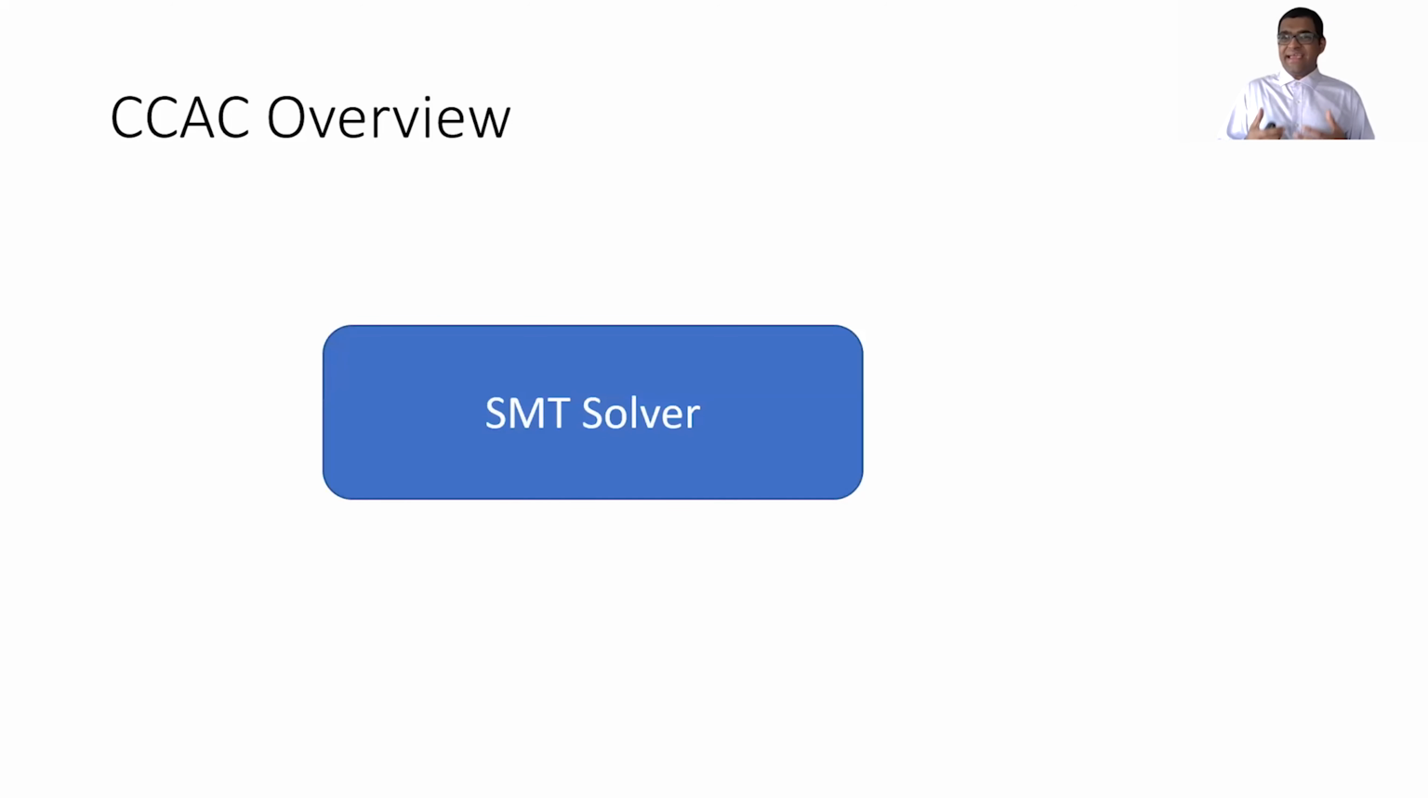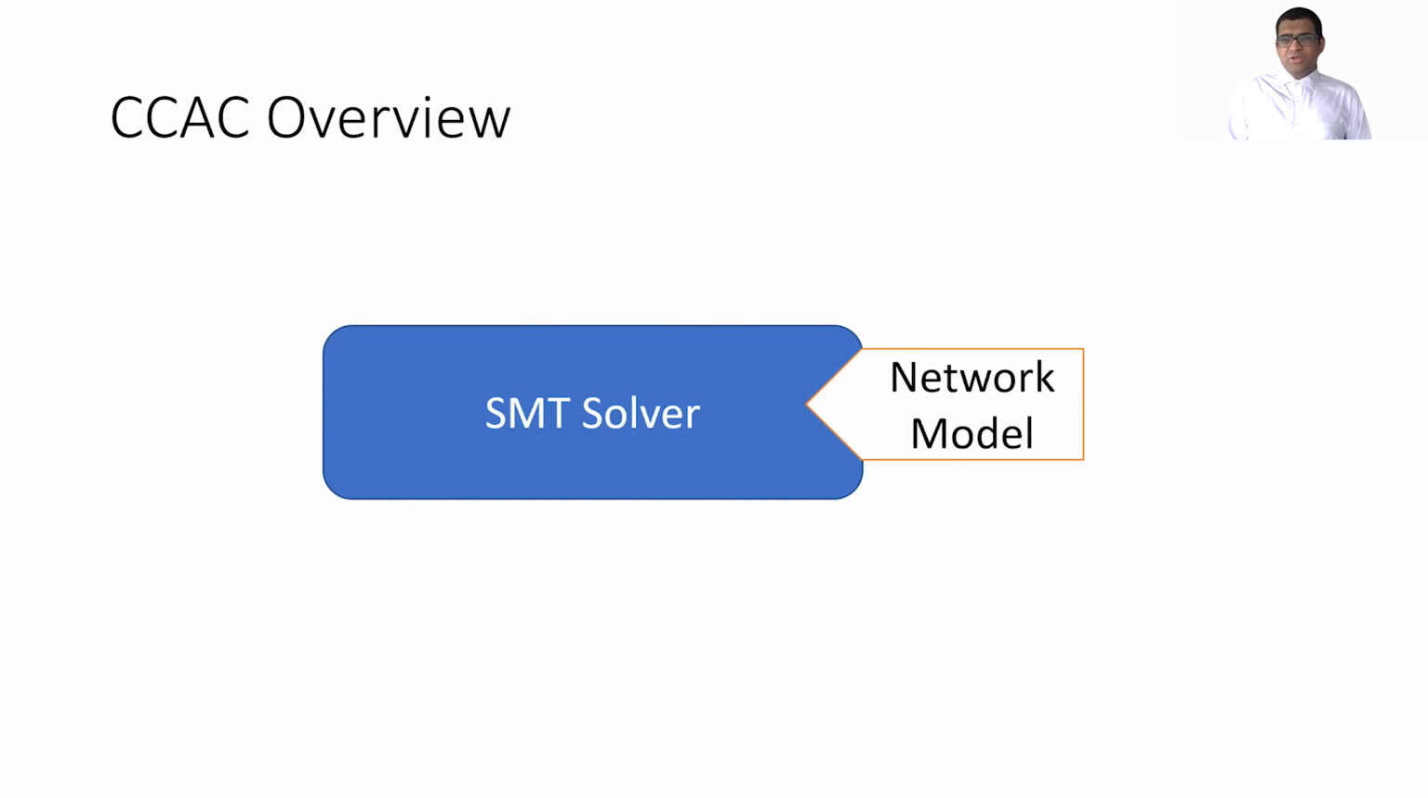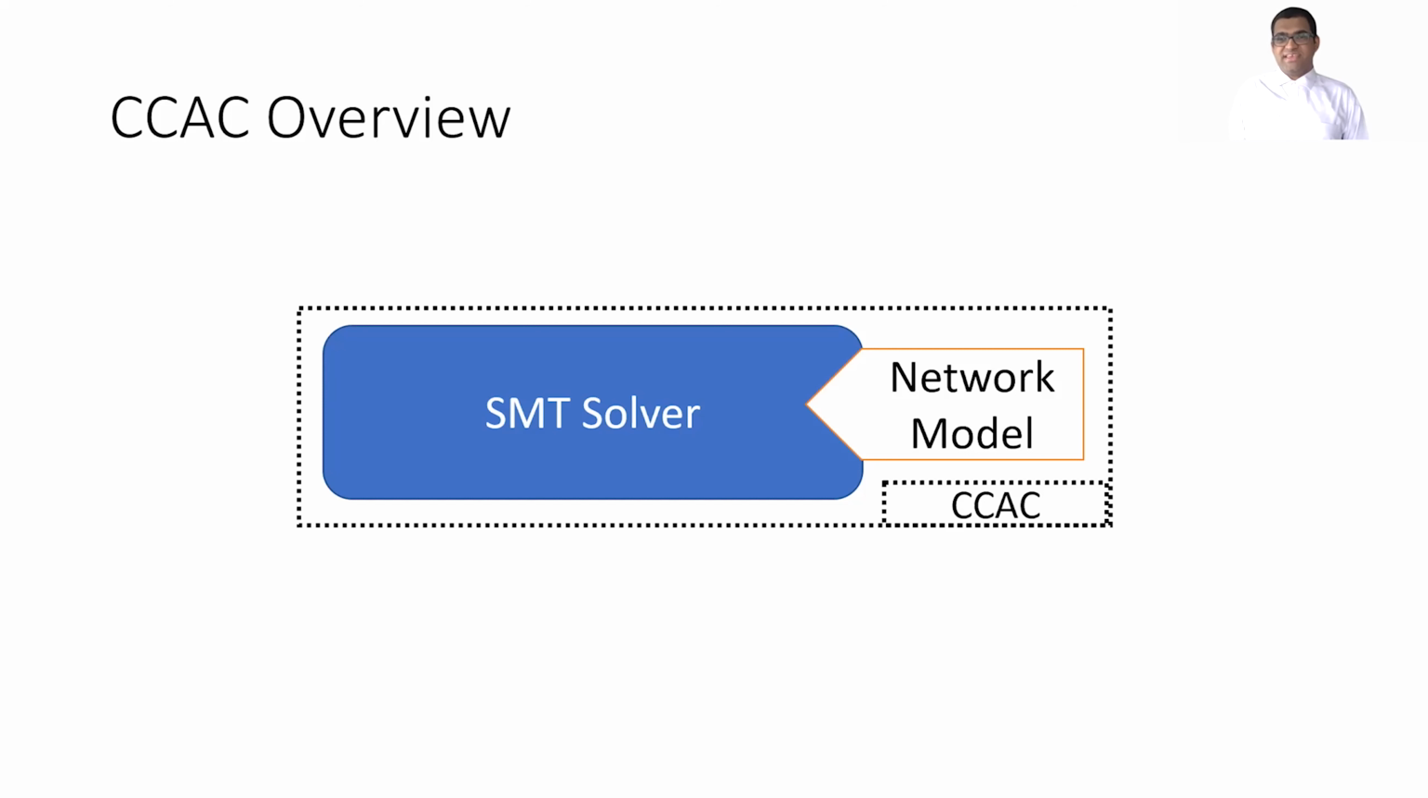Here's an overview of how SIGCOMM works. Core to SIGCOMM is an SMT solver. An SMT solver is like a SAT solver that takes a formula as input and tries to find an assignment to the variables of that formula that satisfy it. If no such assignment exists, it proves that this is the case. And in this formula, we encode our network model. And in doing so, we had to solve a few challenges that are detailed in the paper. And this forms the core of SIGCOMM.